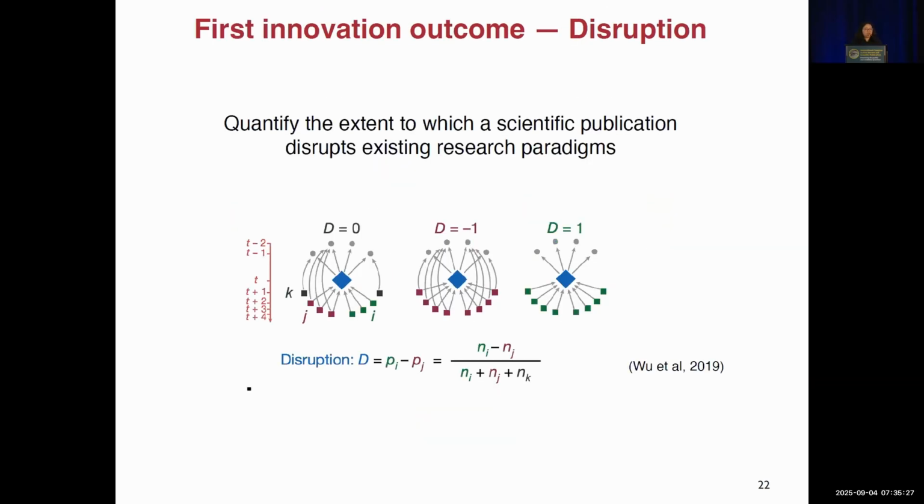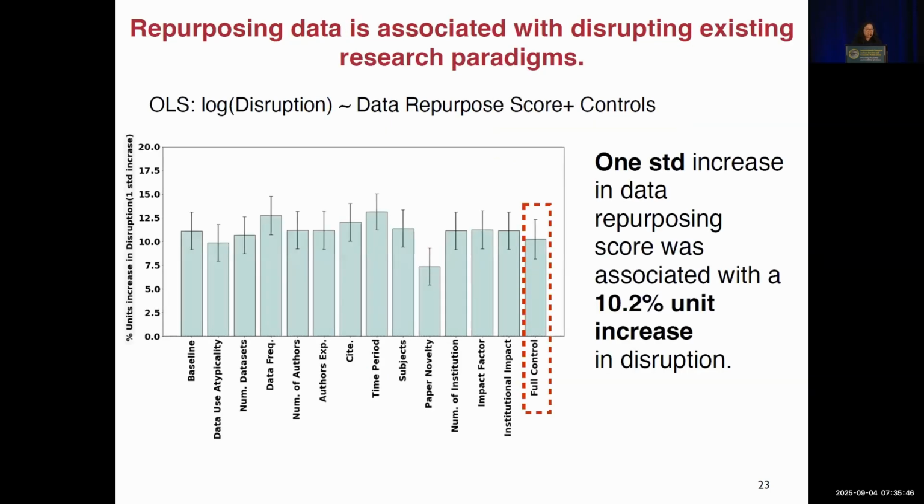So the first innovation outcome we want to look into is called disruption. This measurement captures the extent to which a scientific publication disrupts the existing research paradigm. It's usually used in the science of science domain, but due to time, I won't go into too much detail. So the first finding we have is that repurposing data is associated with disrupting the existing research paradigm.